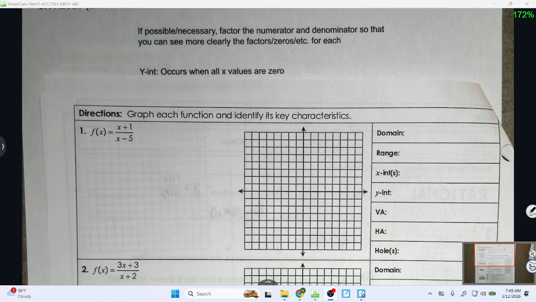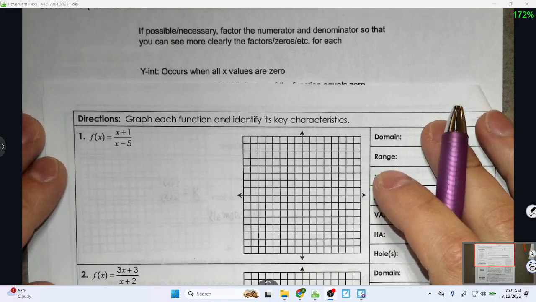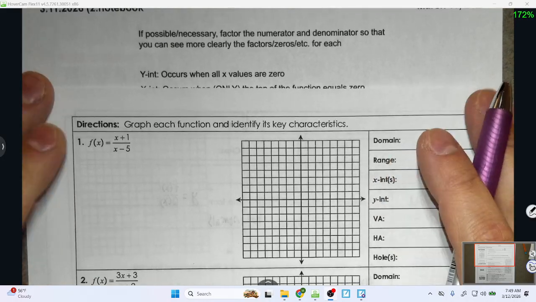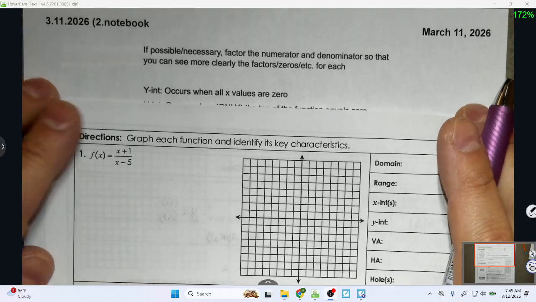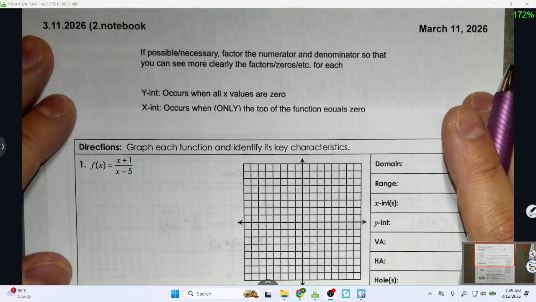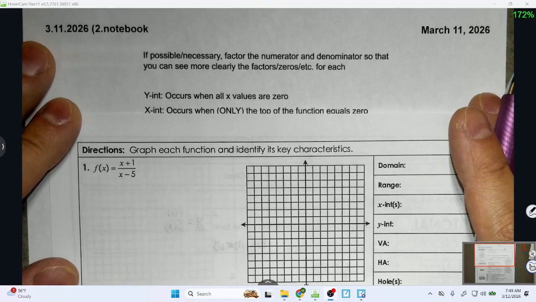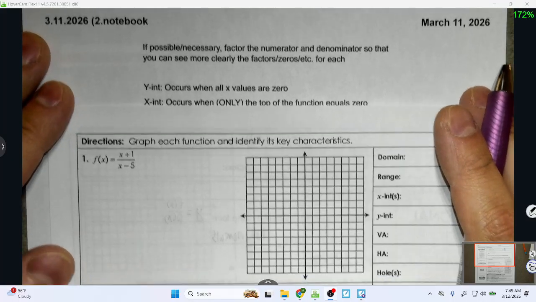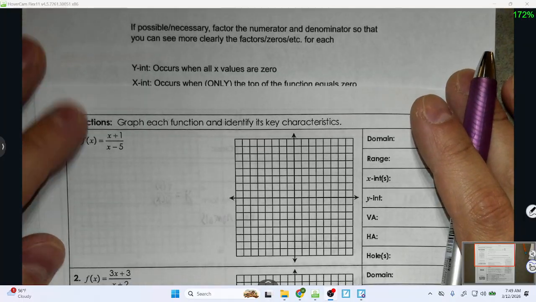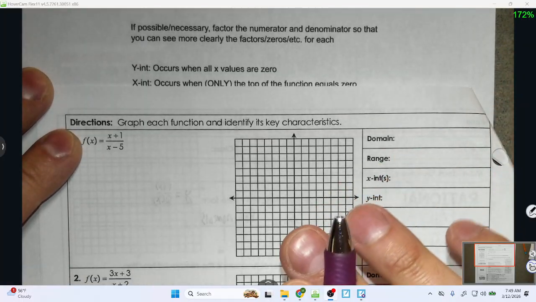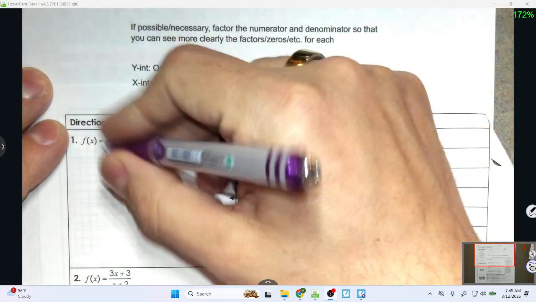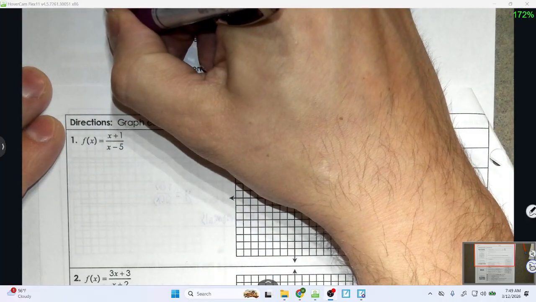All right, so we're going to go through the first example, number 1 here, and take it step by step. We'll do some color coding to do a better job. The first thing is that you want to factor it if possible. There's really no factoring to do here. It's already factored, so I'm just going to check that off.